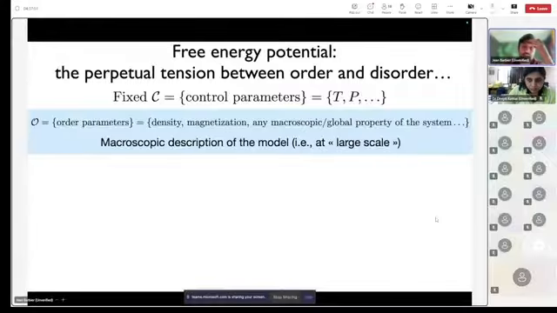Okay, so these are repetitions of what I said at the beginning of the course. Maybe I can just finish these slides and then we continue in the next lecture.